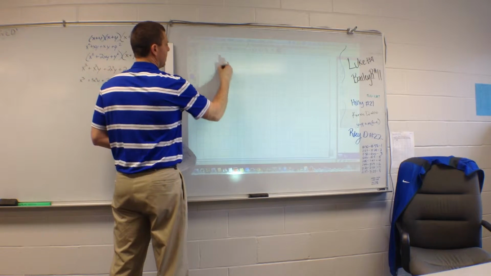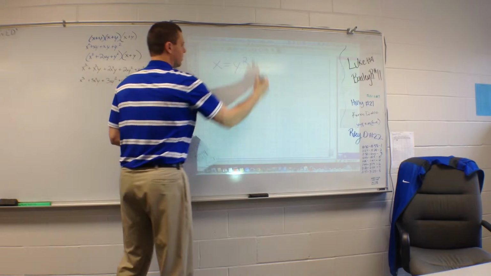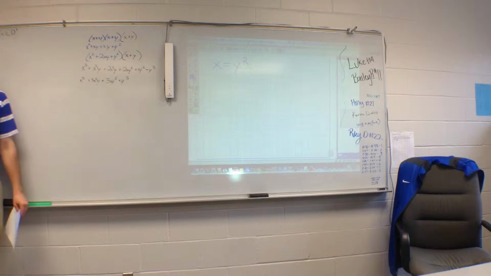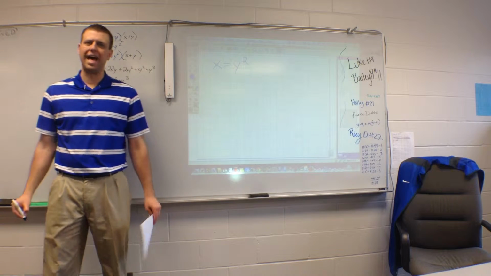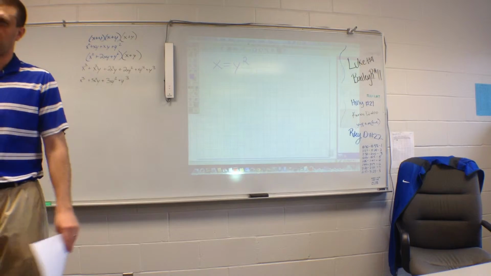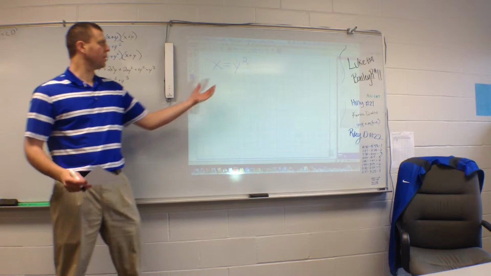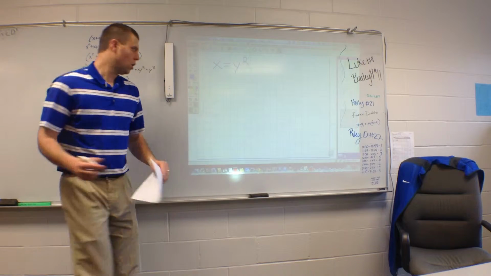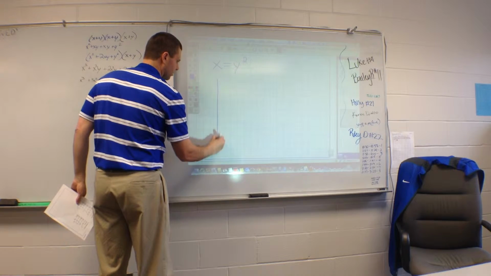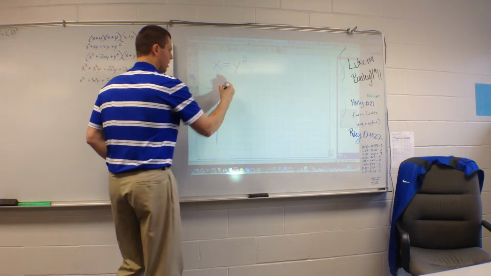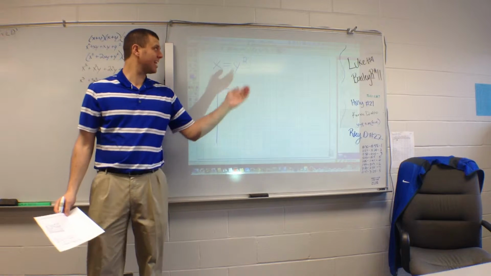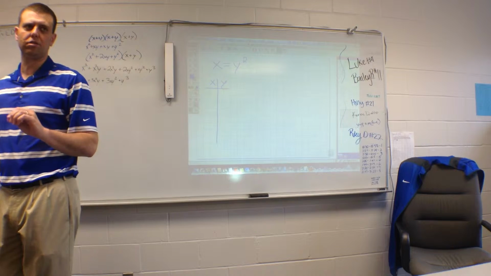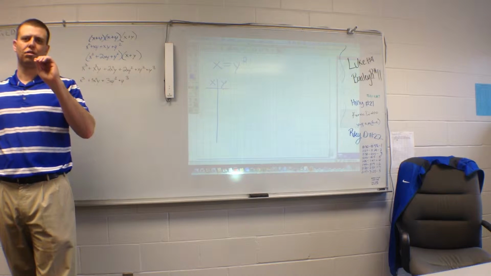Okay? If this is our equation, x equals y squared, now we're talking about a sideways parabola, which will not be a function. When you have the y that's being squared and not the x, when you go to make your table of values, plug in numbers for y.